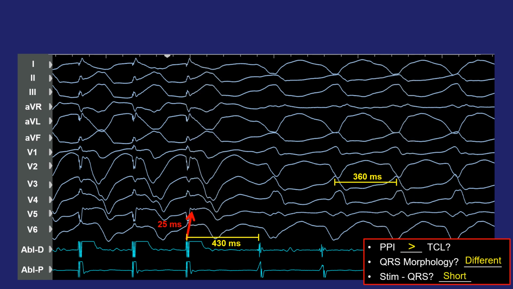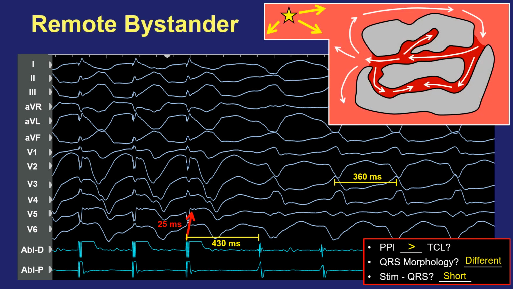Stim-QRS is short. The percentage doesn't matter because we're not in a critical isthmus area. What do these characteristics tell us about this site? This is a remote bystander. This is somewhere out in the myocardium. We're not in the circuit. We're away from it. And we're creating a different shaped QRS. So there's no way that ablation here is going to be helpful, right? You're not in the circuit. You're not even in the scar exiting in the same way. This is just a remote site somewhere else. Don't ablate here.